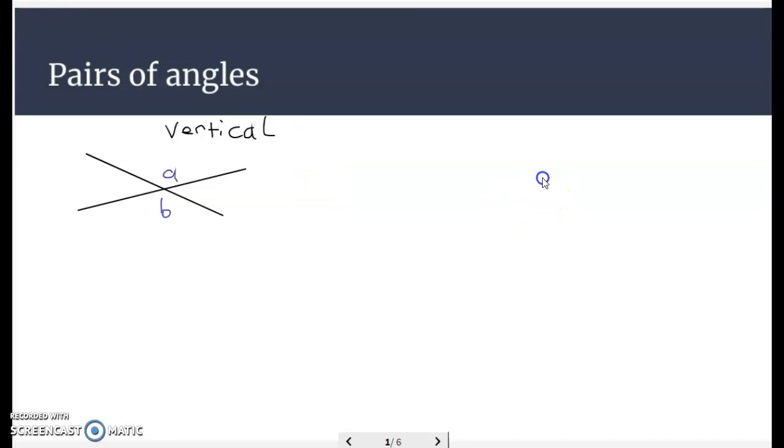Okay, next up we could also have a couple angles that sort of look like this. Talking about angles C and D. Angles C and D are what we call adjacent angles. Adjacent angles are right next to each other. They share a side, like this side right here.